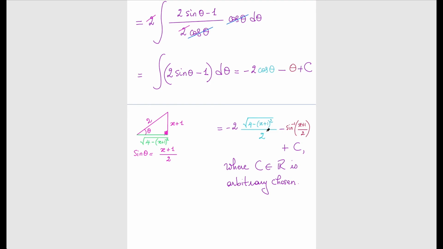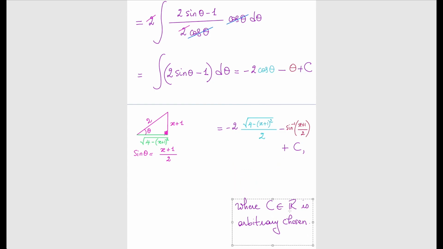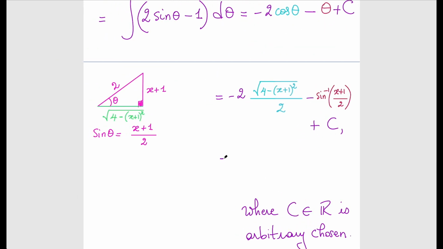Alright, actually I can simplify here by 2, clearly, right? Let's actually do it, why not? So let's keep this over here. And once we simplify by 2, we obtain that this is equal to negative square root of 4 minus (x plus 1) squared, minus arc sine of (x plus 1) over 2, plus the c, where c is as such, right? Okay. Alright, so this completes this section.